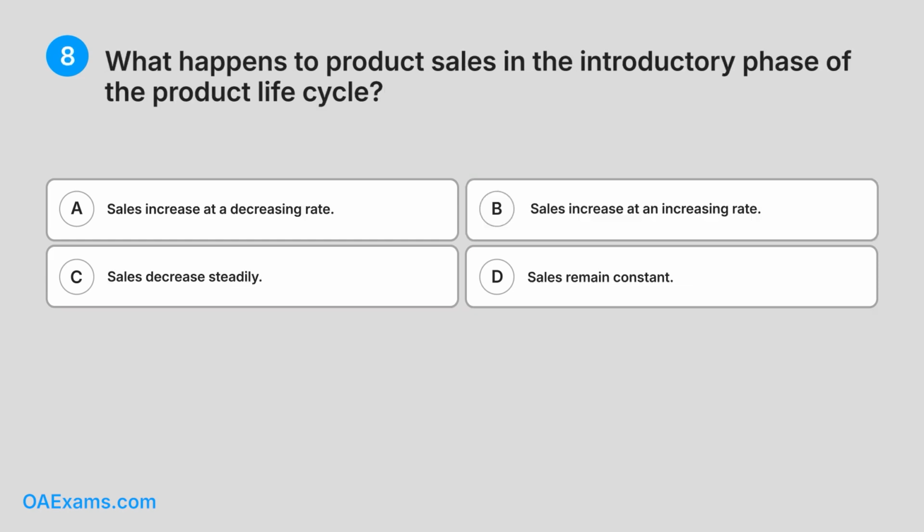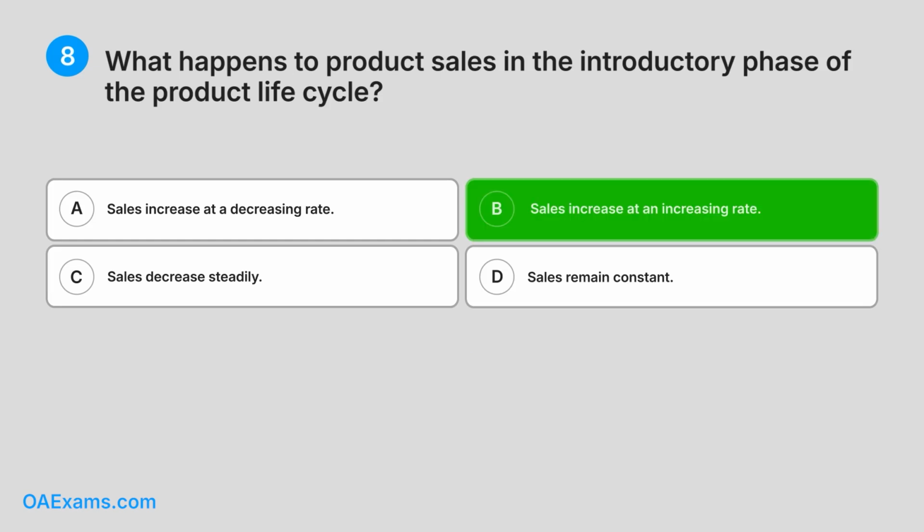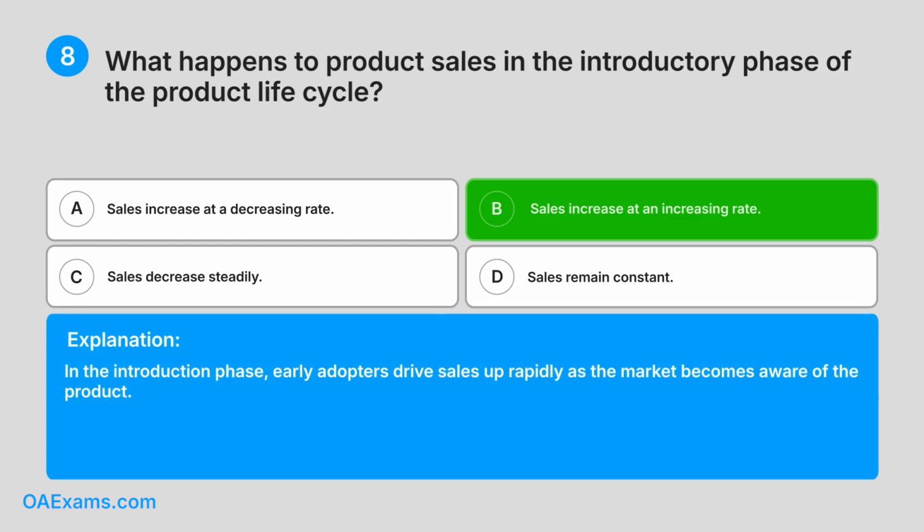8. What happens to product sales in the introductory phase of the product life cycle? A. Sales increase at a decreasing rate. B. Sales increase at an increasing rate. C. Sales decrease steadily. D. Sales remain constant. Do you know the answer? Correct answer, B. Sales increase at an increasing rate. Explanation. In the introduction phase, early adopters drive sales up rapidly as the market becomes aware of the product.